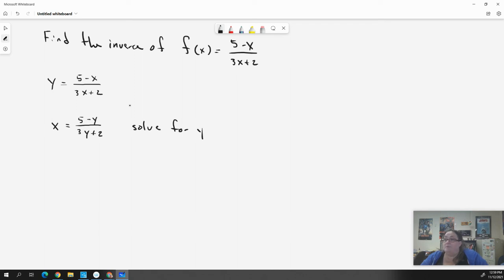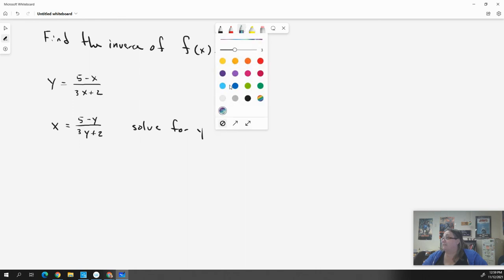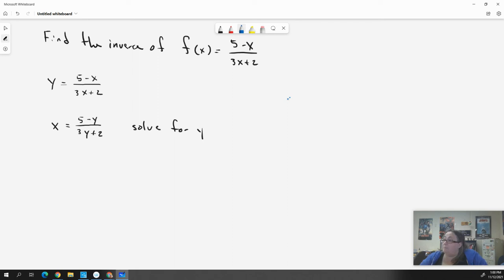Oh no, what do we do? Y'all are in a panic, right? I'm going to start by clearing this fraction. The way I'm going to do that is I'm going to multiply both sides. Why? Because I like getting rid of my fractions. So I'm going to multiply both sides by whatever my denominator is, and in this case, that is 3y plus 2. So here I'm going to multiply times 3y plus 2.